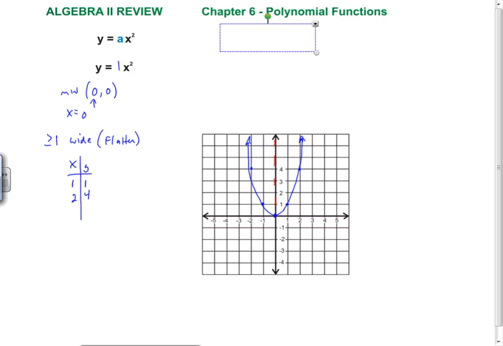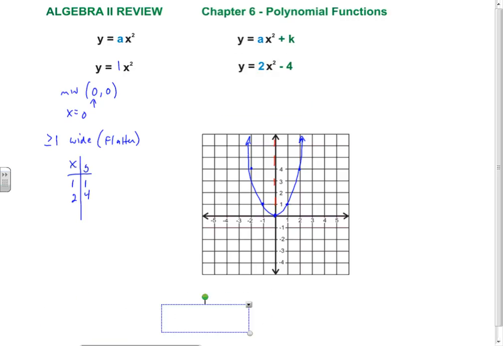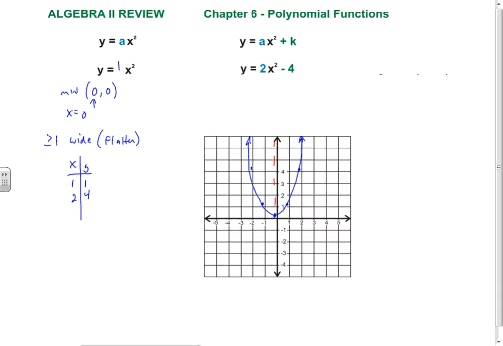Okay, second scenario. Now we can bump it up a little and now add a k value. And remember, k is the vertical shift. We can now take this basic function and we can shift it vertically. All right, so for practice sake, I have this one. Now, notice the value of a. It is positive, so we know we have a min.